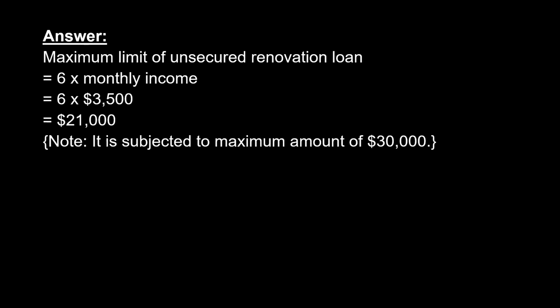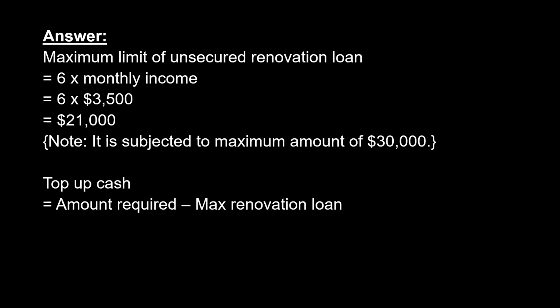Take note that this unsecured renovation loan usually has a maximum limit. In this case, the common practice is about 30,000. So we take 30,000 as the maximum amount. So we need to find out how much you need to top up with cash. We know the required amount is 25k, but he can borrow a maximum of 21k. And we get the answer here.